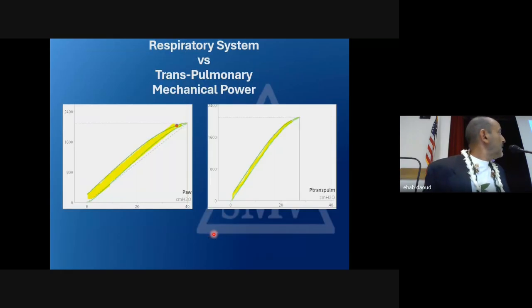Okay. So remember I told you that mechanical power is the area under the curve. If you look here, this is the whole respiratory system, so this is airway pressure versus tidal volume. But if you have the esophageal balloon, you can also plot the transpulmonary pressure versus the same tidal volume. So you can see that the lung itself, the transpulmonary mechanical power, will be much less than whatever you're calculating. What we calculate is just the total respiratory system. Make sense?